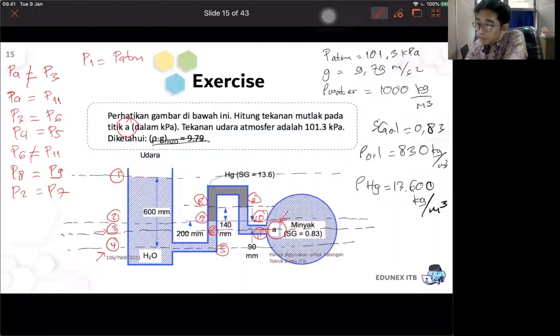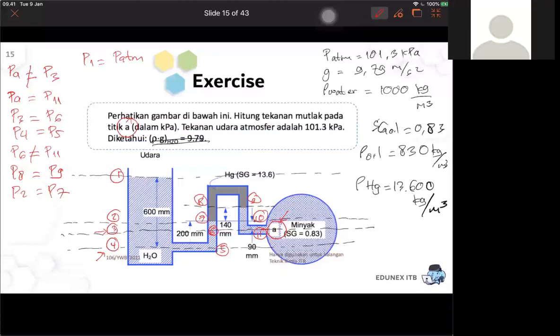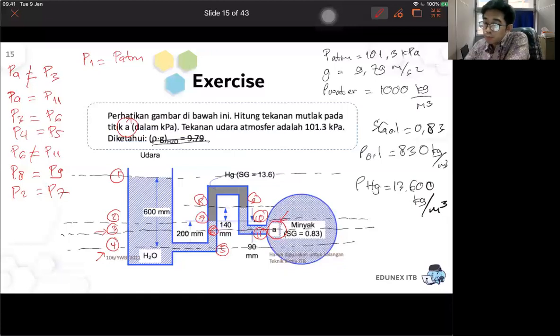Okay. So from this position, actually, you can calculate the pressure at point A or point 11. Gimana caranya? How can you calculate the pressure at point 11? By using the concept of hydrostatic. If you know the value of P1, which is atmospheric pressure, then you know the position of each fluid, the height, and the position of each fluid, then how can you calculate the pressure at point A, point 11?